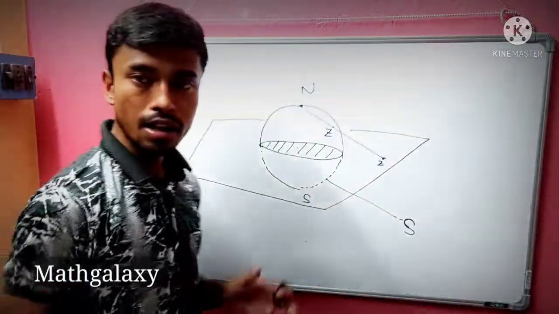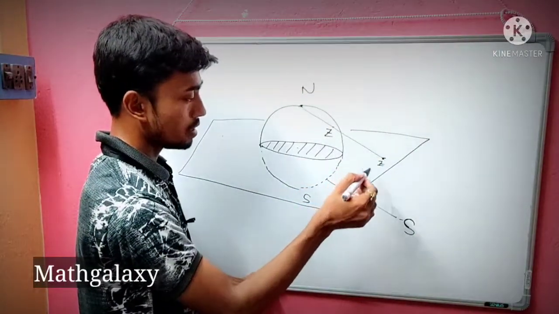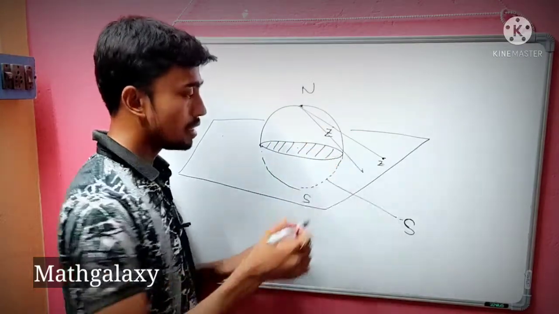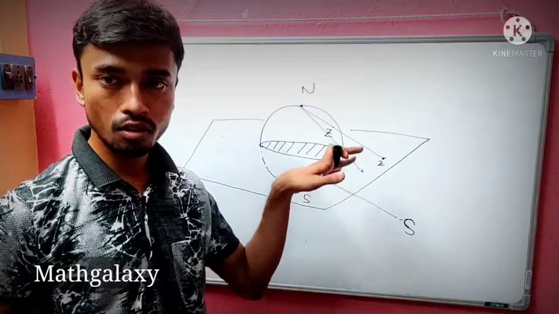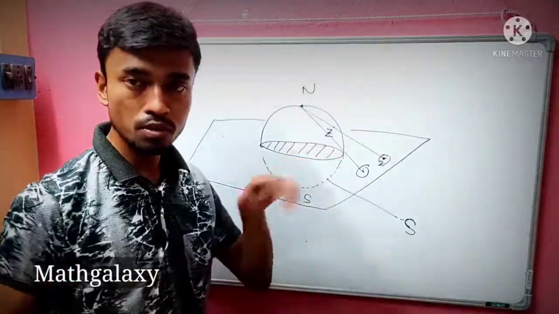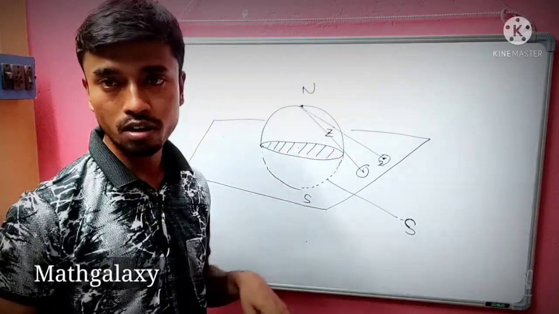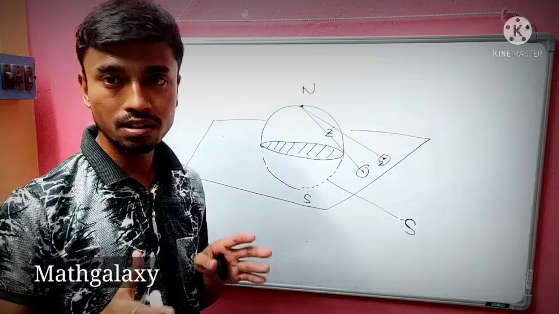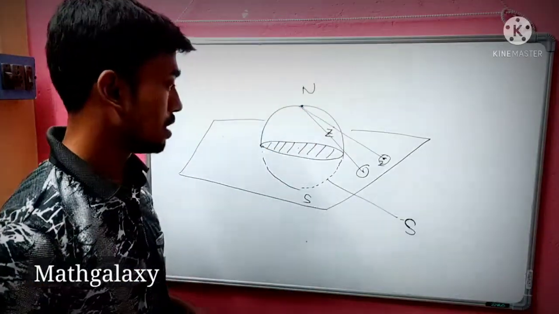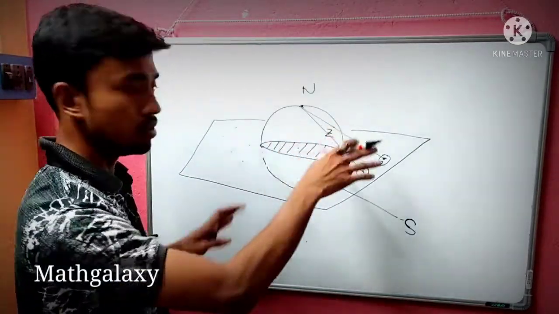Got it? And if you take another point over here and draw another line like this, you can see that for two distinct points there should be two distinct lines. Any two lines for these distinct points don't meet except at N. That's a simple concept.